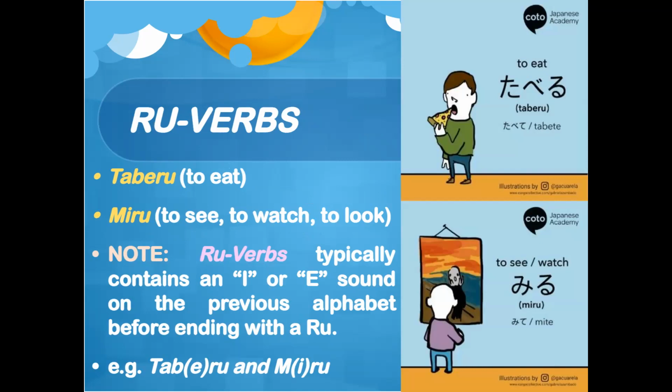Ru-verbs typically contain an e or i sound on the previous letter before ending with ru. Notice the construction of the verb taberu. Before the ru, the word ends with the vowel e, and also miru, it ends with the vowel i. It's really important to know the group of verbs, if they are classified under the Ru-verb, the U-verb, and the irregular verb, because the conjugation or the transformation depends on their groups. Unlike in the English language, there is no such thing as grouping what particular classification a particular verb belongs to.